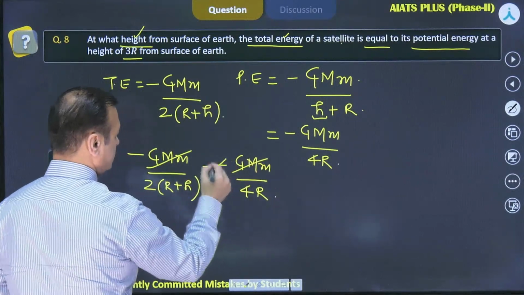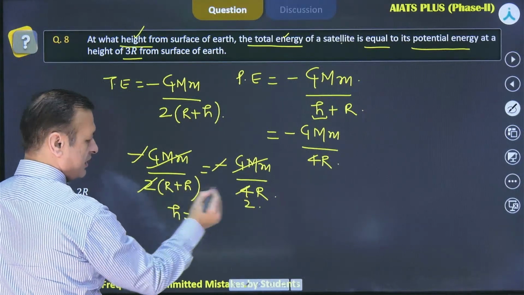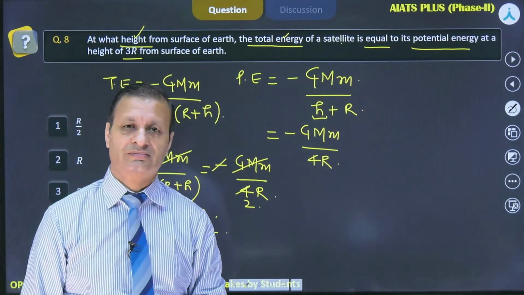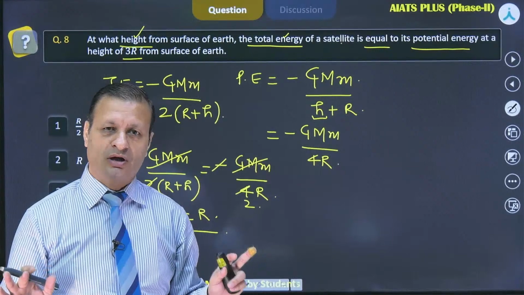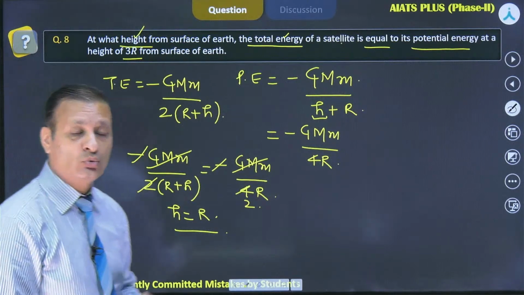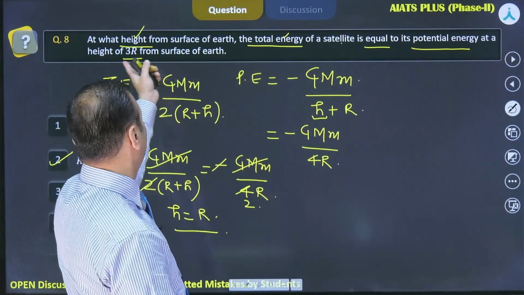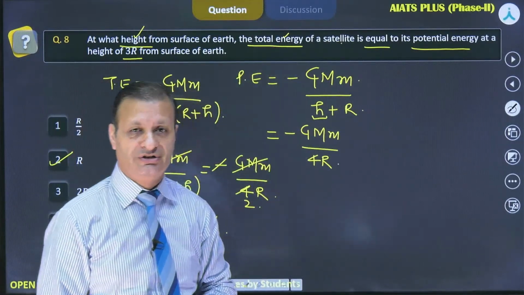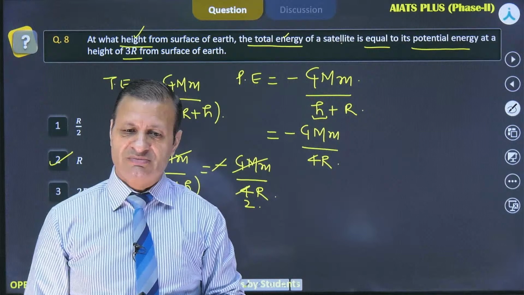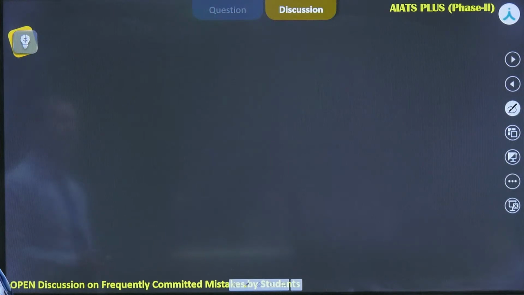So this part goes with this, the negative goes with this, and H plus R is 2R, so H is equal to R. So H is equal to R is the required height at which the potential energy at a height of 3R becomes equal to total energy. You got the situation? Any doubt? You can ask me. Let's move on to the next.